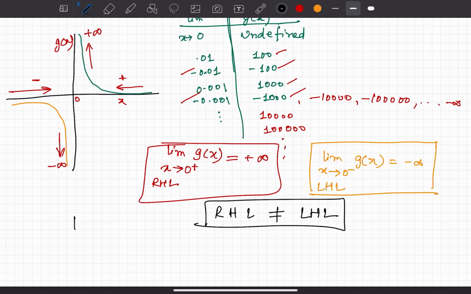So if we have to find the limit of x tends to 0 of g(x), where g(x) is 1 by x, the limit will be undefined. Write it neatly, undefined, because of this fact.